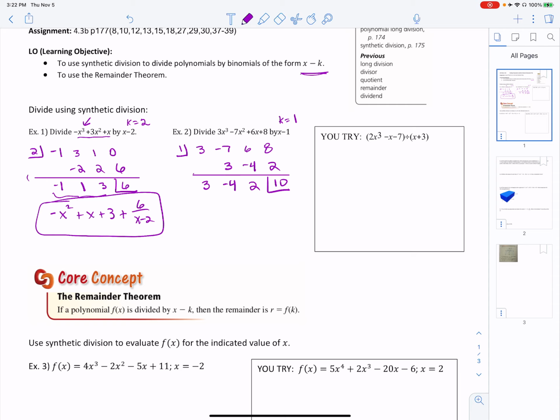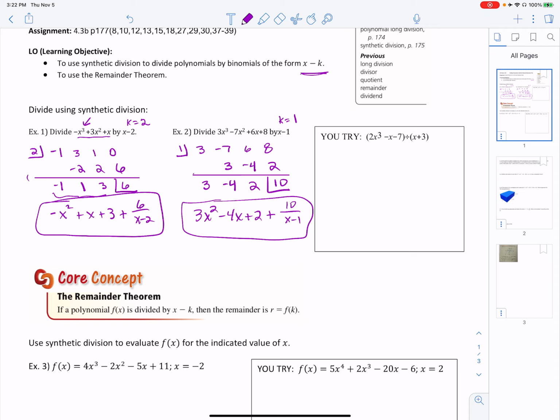And so the 3, -4, 2 are the coefficients of a polynomial of 1 degree less. So we have 3x squared minus 4x plus 2. And 10 is the remainder, and we write that over what we were dividing by and add that.